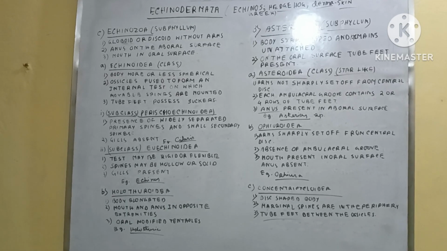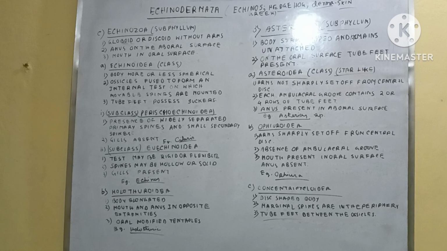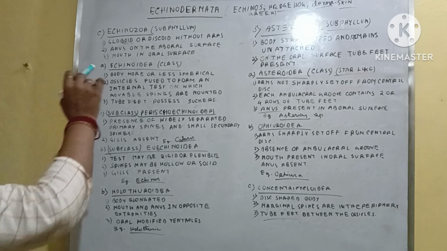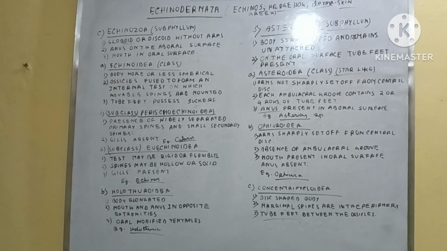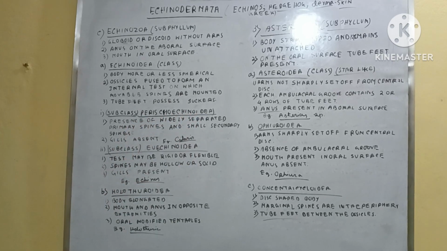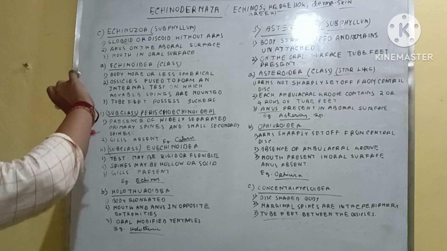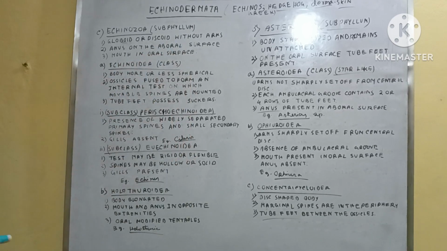Okay, next subphylum is Echinozoa. Under this subphylum, one class is there, that is Echinoidea, and under this class, two subclasses are there. One is Periscoechinoidea and another is Euechinoidea. Clear? So in case of Echinozoa, these are generally globoid or discoid in shape.